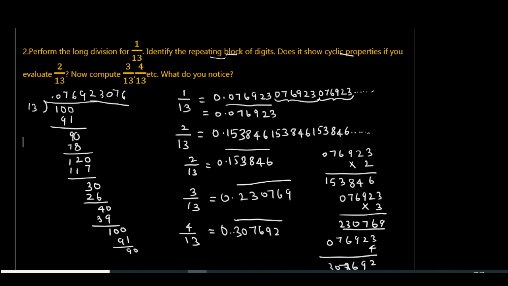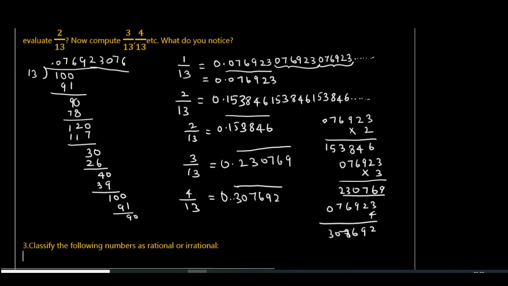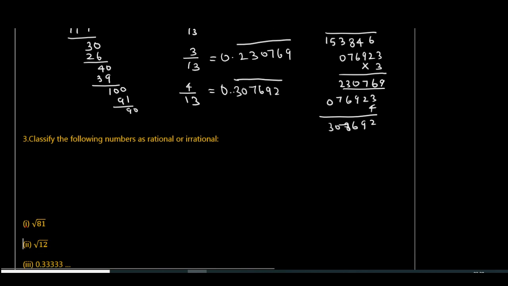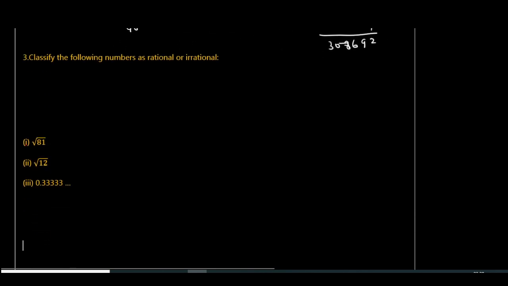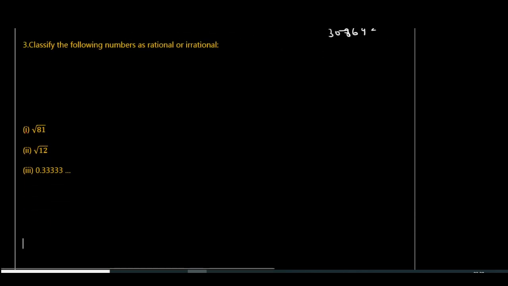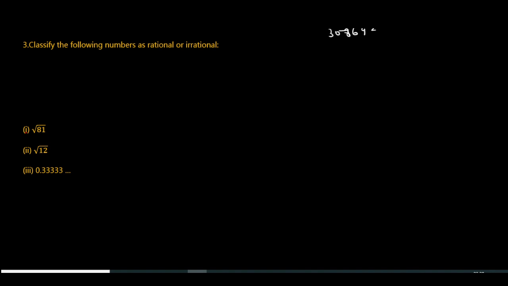Let's see the next question. Classify the following numbers as rational or irrational. So how to classify a number as rational or irrational? Before that, we can see the types of decimal. Decimals, you know the decimals, no?